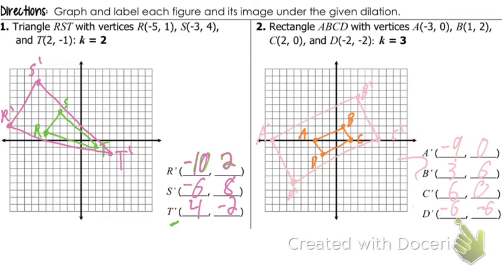Okay. Does that make sense? No. Because C was only 2 away and A was 3 away, C's going to end up 6 and A's going to end up 9. They're going to end up different distances. So as you double it, it's going to be twice as far. As you triple it, it's going to be more and more as far away. Does that make sense? Okay. Continuing on.